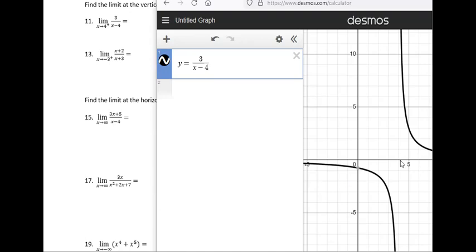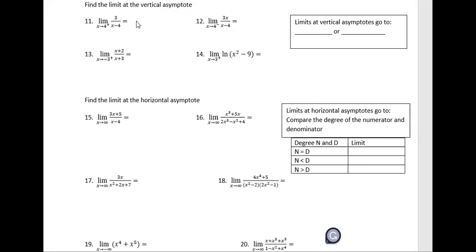So 4 is right here. As we're approaching 4 from the right, it looks like this is going to lead us towards infinity. So our answer over here is going to be infinity. We can agree that our answer is going to be infinity. So this is going to be a vertical asymptote.